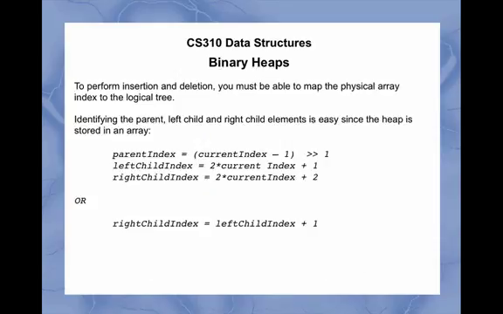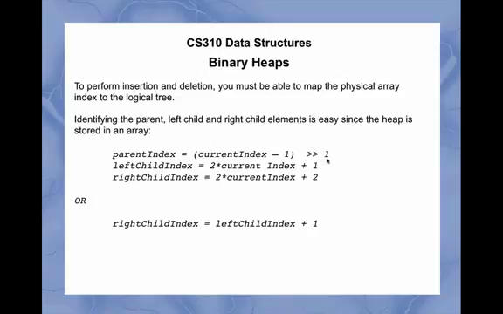So to manipulate these elements in an array while keeping the heap properties in mind, we need to be able to identify the parent and child indices of the elements. So here are the formulas for doing that. The parent index is the current index minus 1, right shifted 1, which is division by 2. This is just a bit shift. It's actually division by 2.